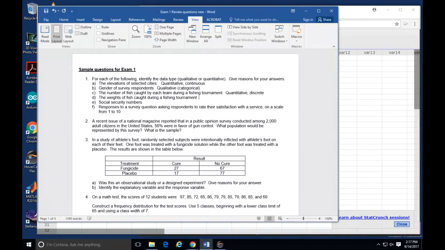This one, we're at the same fishing tournament apparently, and we're talking about the weights of the fish. Again, this would be a measurement, so it would be quantitative, but it would also be continuous. Social Security numbers, although those are numbers, the numbers don't actually represent anything, so we can't take two Social Security numbers, add them together, and get a number that means anything. So these are actually qualitative data.